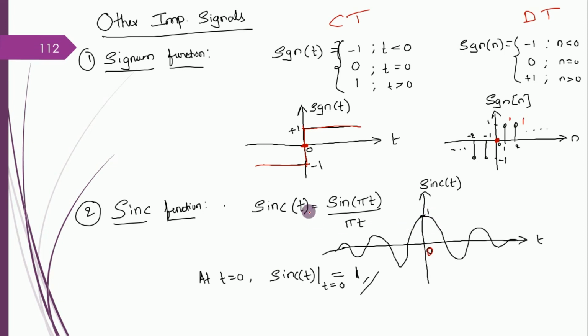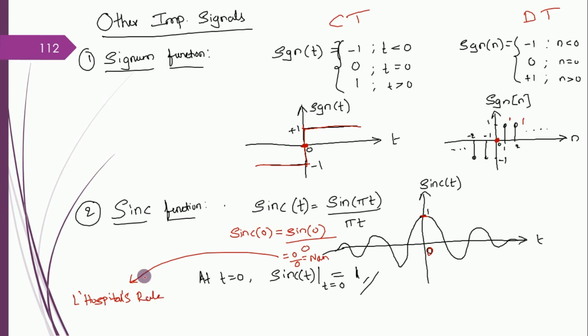How to compute it? At t is equal to 0, if I substitute, sinc of 0 is equal to sine of pi into 0, divided by pi into 0. Sine of 0 is 0, so it is 0 by 0, which is not a number. So what you need to do is compute its amplitude. 0 by 0 is not an accepted form, so you need to consider L'Hospital's rule in this scenario.